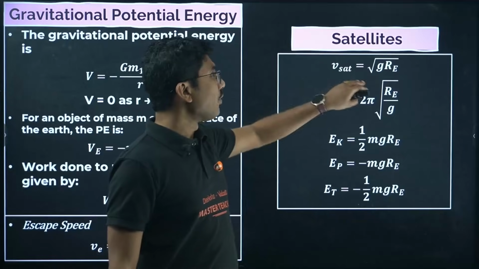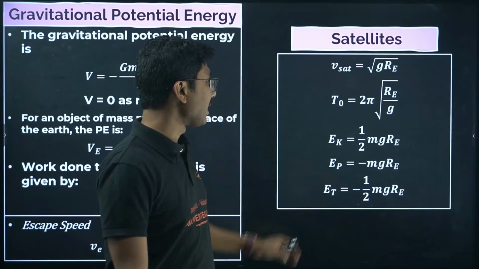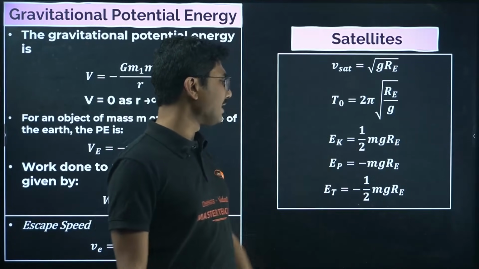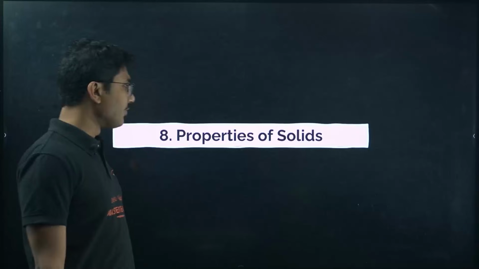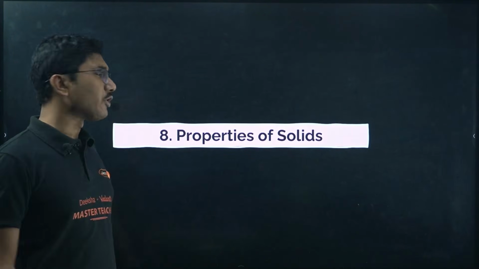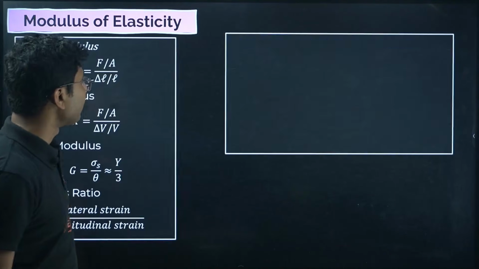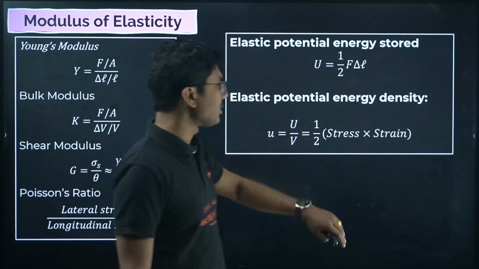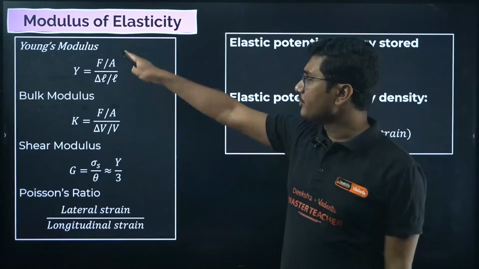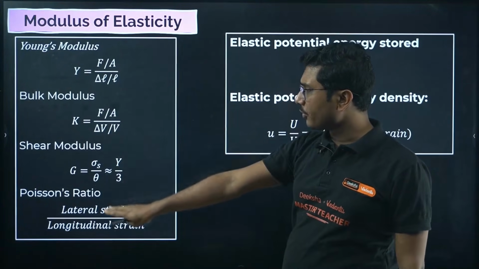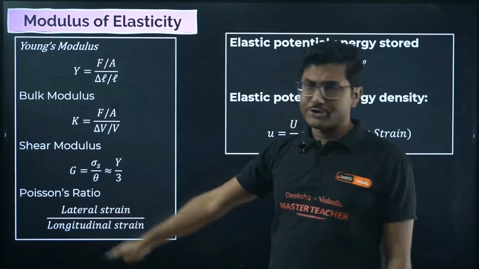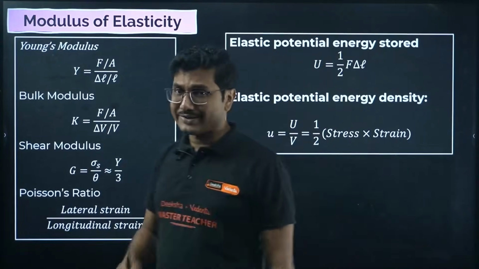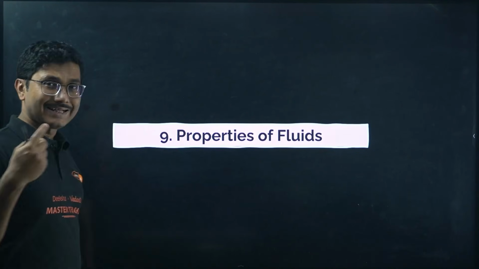Now satellites: what is the velocity of a satellite, what is the time period, what is the kinetic energy, what is the potential energy, everything is mentioned over here. Properties of solids, here also we have all the formulas listed. Elastic potential energy density. Next we have Young's modulus, bulk modulus, shear modulus, Poisson's ratio. Poisson's ratio is lateral strain by longitudinal strain. So everything is again on a single page.